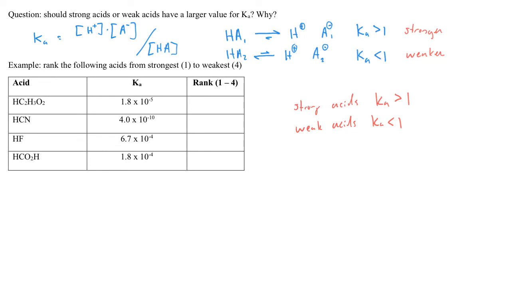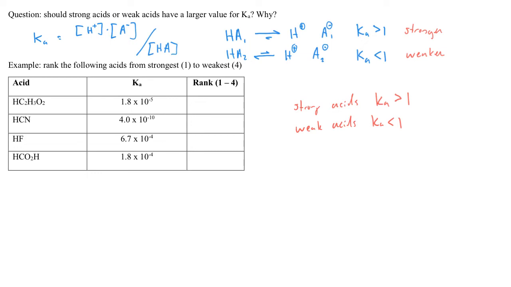So let's look at this table. We have several acids. There are 4 acids. We have their Ka values, and we want to rank them from the strongest with number 1 to the weakest with number 4. So go ahead and give that a try and see if you can rank these correctly. So looking at the values, we can see that these Ka values are all less than 1. So these are all weak acids. And we have a few there that are very weak acids.